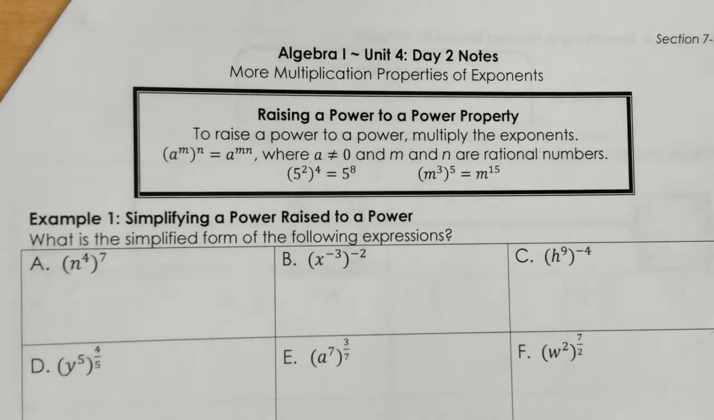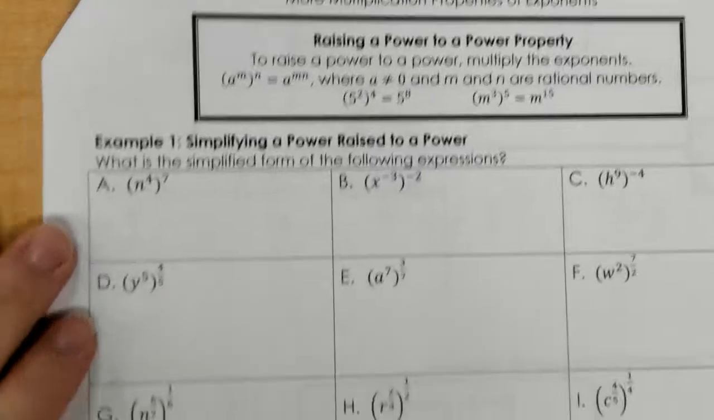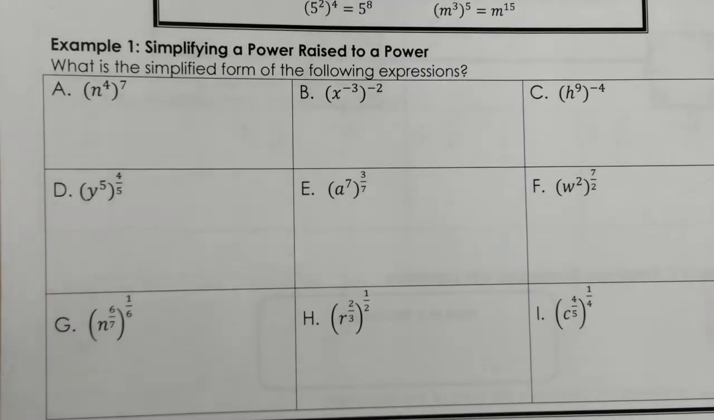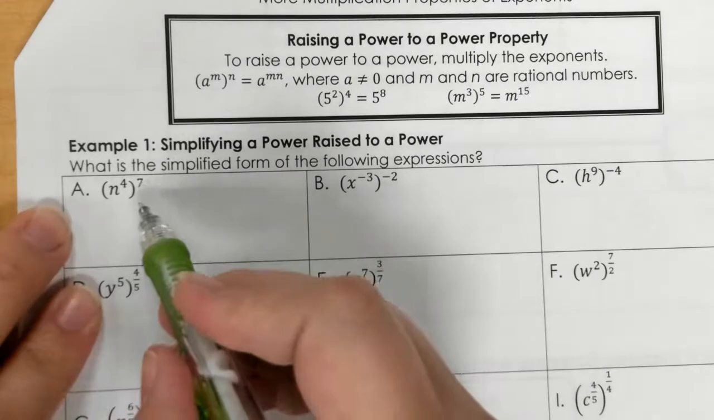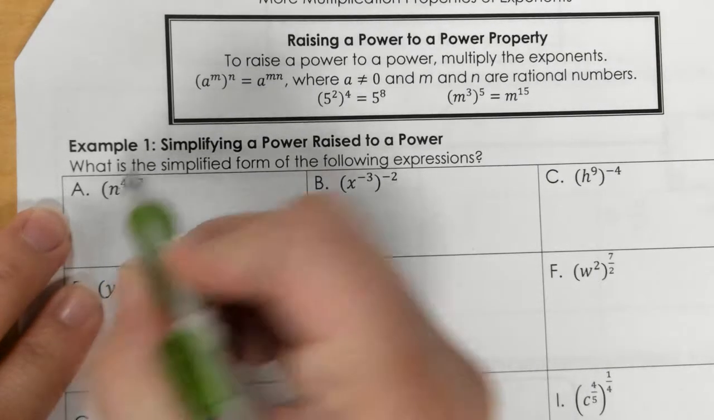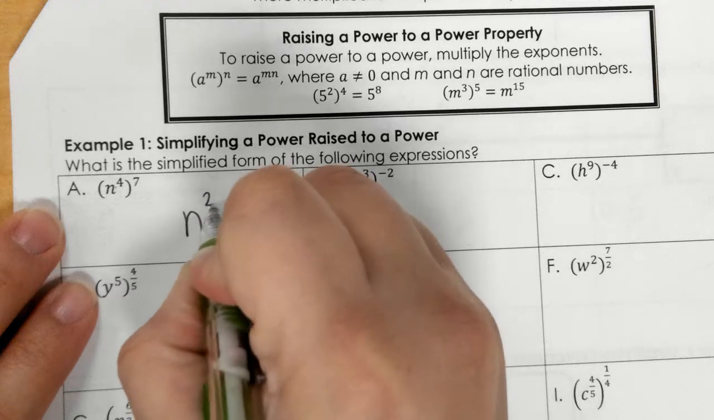For Unit 4, Day 2 notes, this is more multiplication rules. So in these cases here for A through I, we see that we have parentheses. And parentheses implies that we're going to be multiplying our exponents. Okay? So for A, we're literally just taking 7 times 4. That would be n to the 28th.